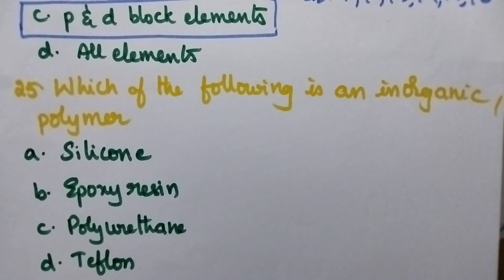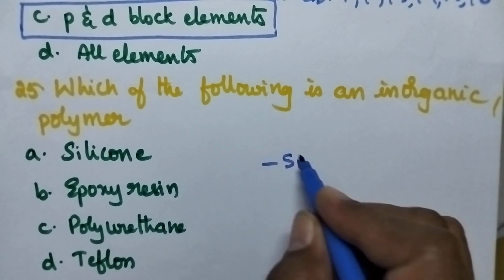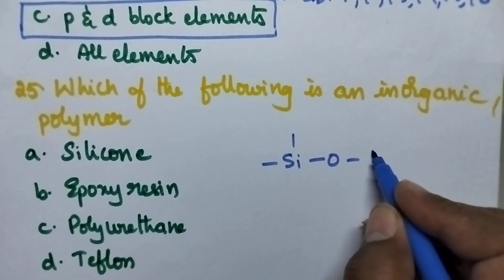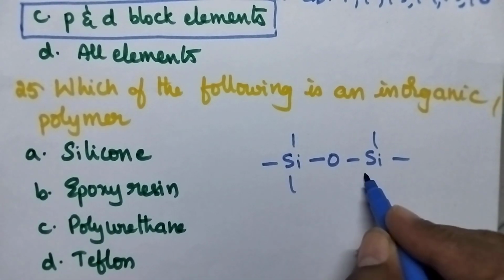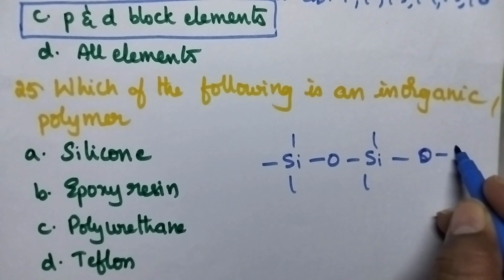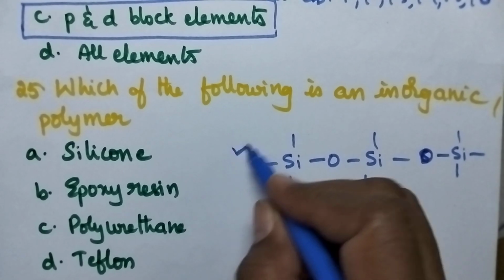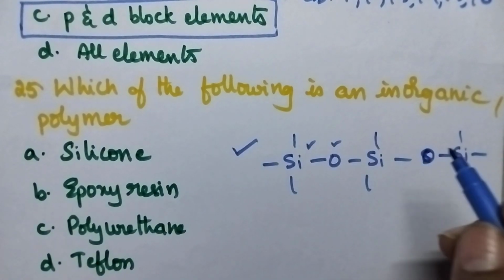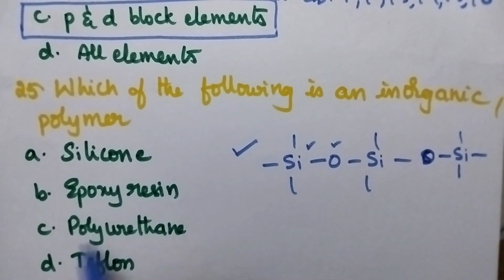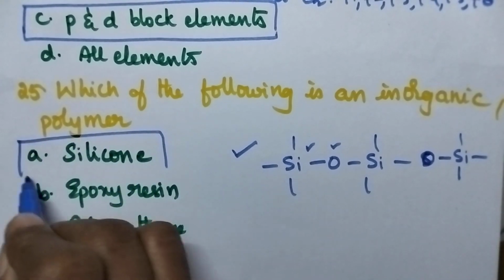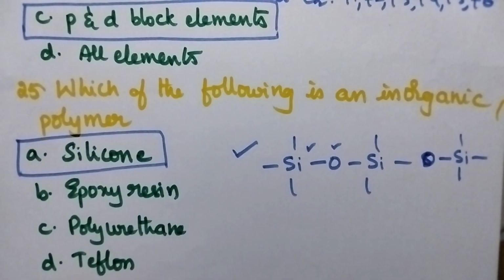Which of the following is an inorganic polymer? An inorganic polymer means its main chain contains atoms other than carbon. If we consider silicone rubber, it consists of silicon and oxygen in the main chain. So silicone is the inorganic polymer. So option A is the right answer.